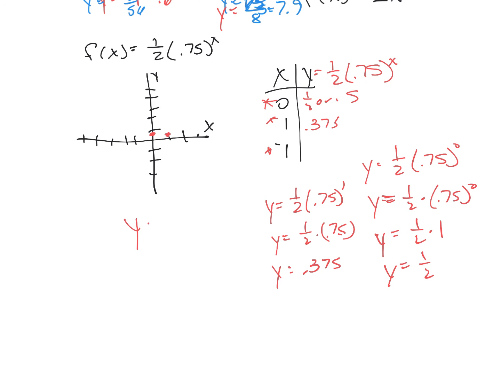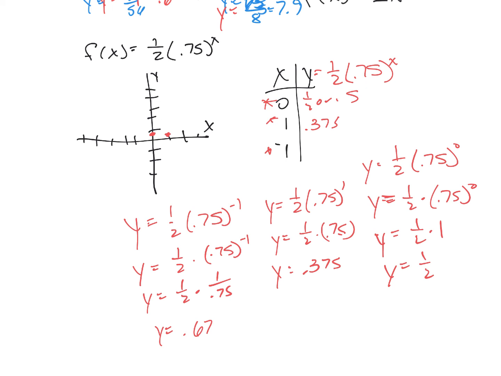Now let's look at when it's -1. So we have 1/2 times 0.75 to -1. So it's 0.75 to -1. So remember that becomes a fraction. And if you multiply straight across, you get this to be 0.67. And so that is above, so -1, and it's not quite at 1, but we kind of get this idea. This is the closest point to the x-axis, and then it grows to the other side.